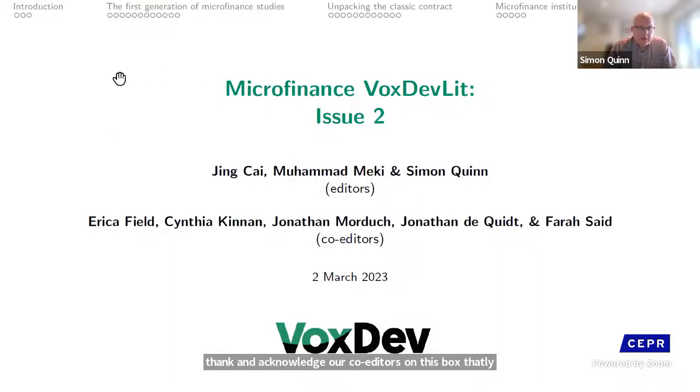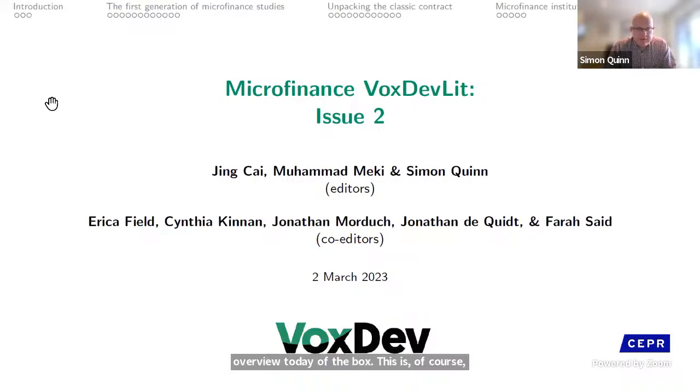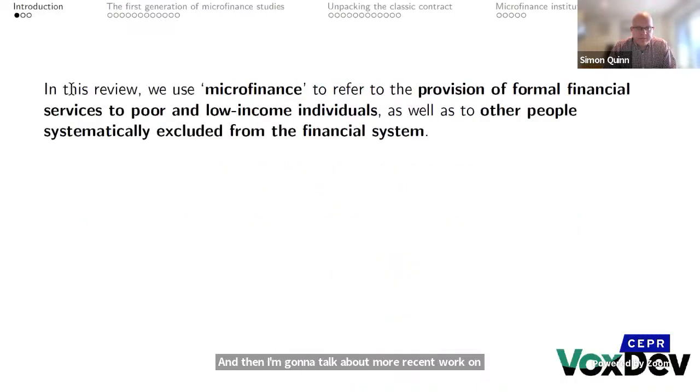So what we're going to do is give a brief overview today of the VoxDevLit. This is, of course, necessarily a brief summary, and if you're interested, there's a lot more detail in the piece itself. I'm going to give a little bit of an introduction to what we're thinking of when we talk about microfinance today. Then Jing is going to talk about the first generation of microfinance studies. Mohammed is going to talk about the work unpacking the classic microfinance contract. And then I'm going to talk about more recent work on microfinance institutions and conclude.